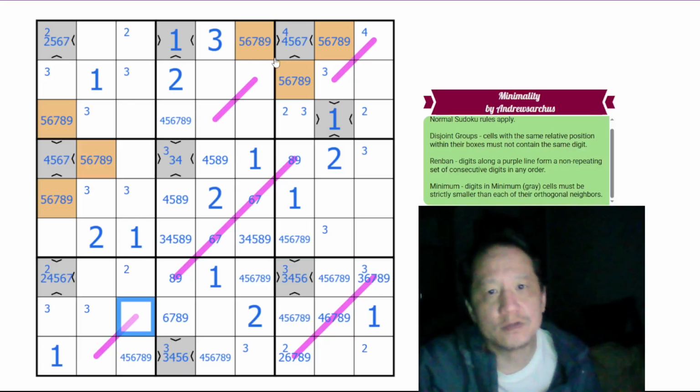So okay, this is orange, so that means it can't be 4. These must be orange.